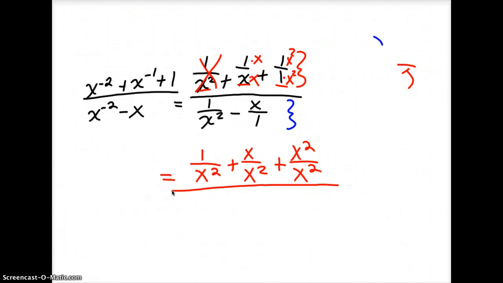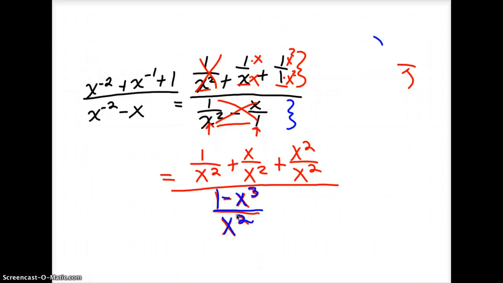Same thing on the bottom, but again, you might notice that the LCD here is actually just the product of these two. So again, I can do 1 minus x cubed all over x squared. Should have done that in blue probably. I'm going to go over it in blue. 1 minus x cubed all over x squared.